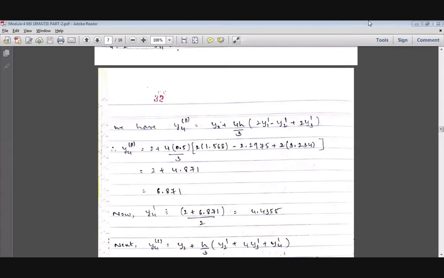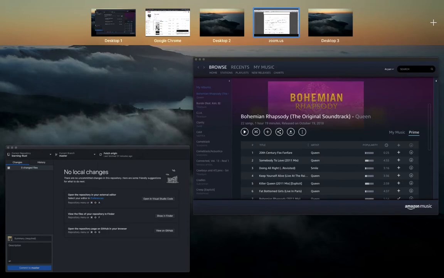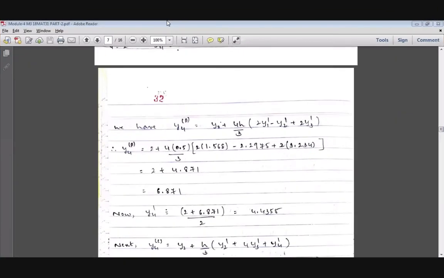Everybody try to solve. When you listen, it seems like very easy, but many of them will make mistakes. 70 to 80% of them make mistakes while calculating only. Therefore, solve all the problems.